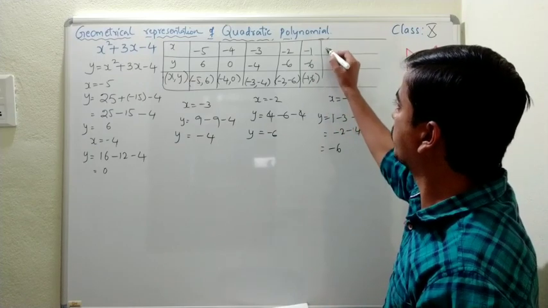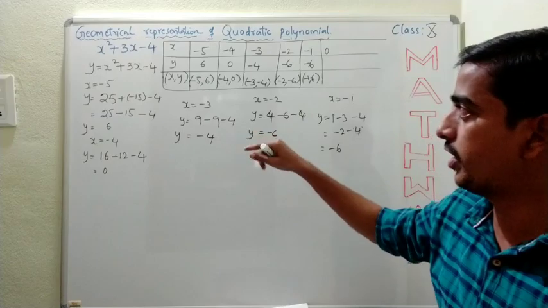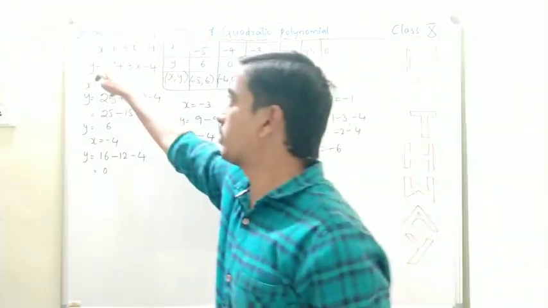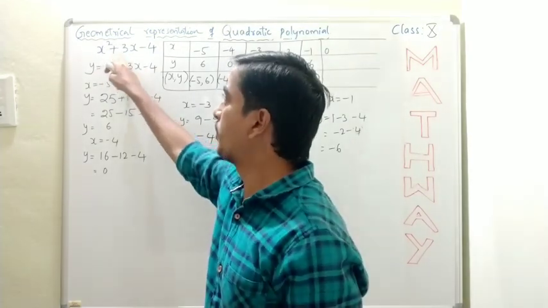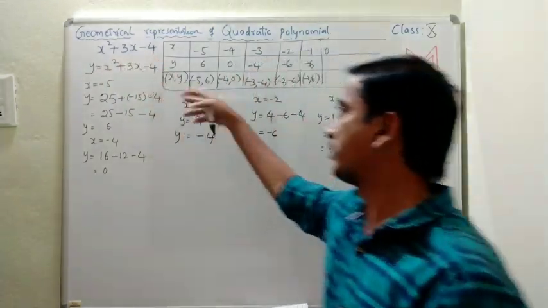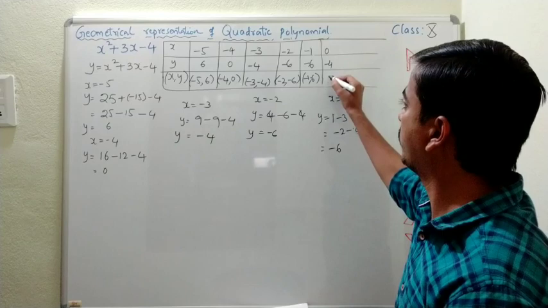Let's put x equals 0. By putting 0 here, simply we get 0 square is 0. 0 plus 3 into 0 is also 0. So 0 plus 0 is 0. 0 minus 4, so minus 4. Directly we get 0 comma minus 4.